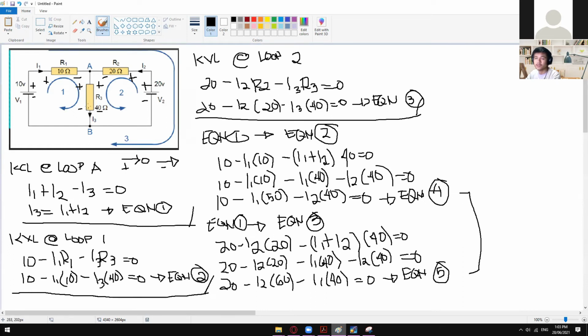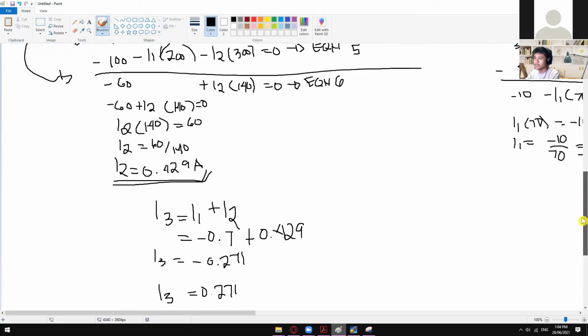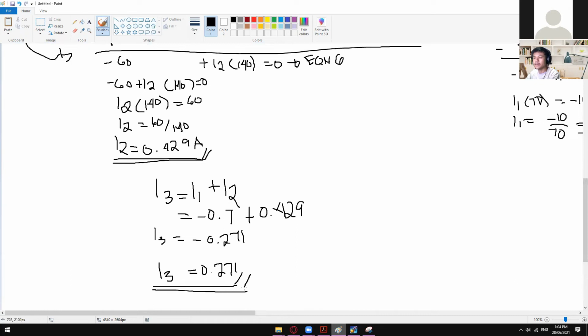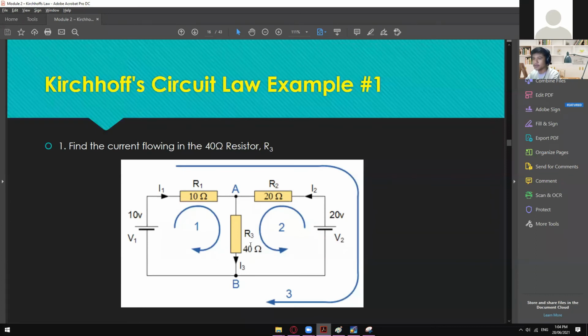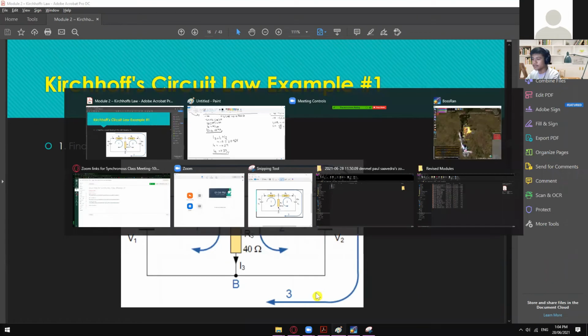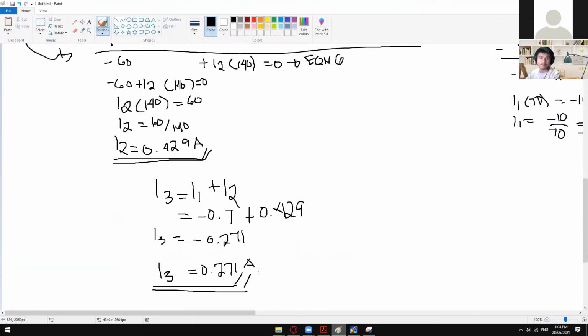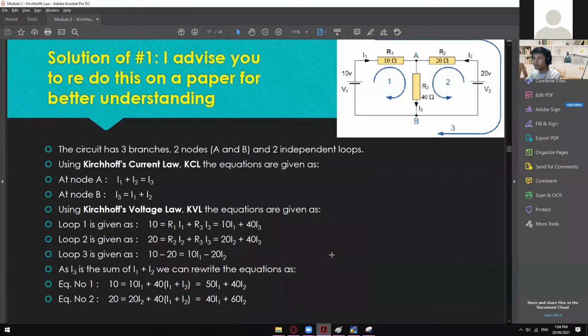Instead of leaving, this one is actually entering. So that's the correct assumption when it comes to the polarity of I3. We have I1 entering, I3 entering, and then I2 leaving. So voila, we now have the result for I3. The correct answer for this 40 ohm resistor is that the current flowing is 0.271 ampere.